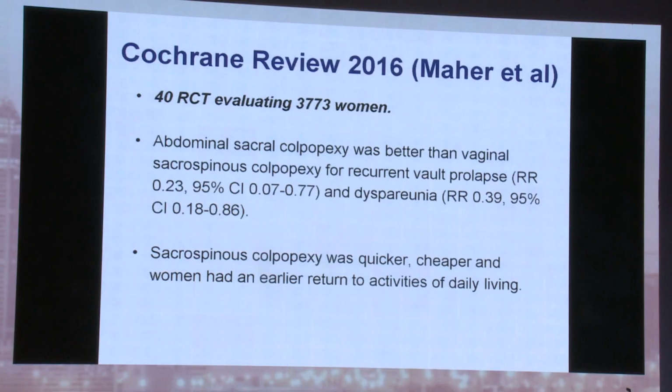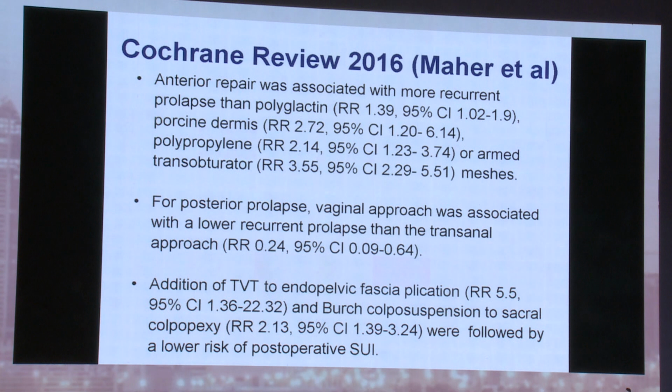I'm just going to review quickly two important studies. One of them is a Cochrane review by Chris Maher et al., which was published in 2016. They reviewed 40 randomized controlled trials, evaluating almost 3,800 women, and compared traditional repair versus mesh repair. They found that if you want to repair apical prolapse or vault prolapse, definitely abdominal sacral colpopexy was better in terms of efficacy and causes less dyspareunia. However, if you do it vaginally, sacrospinous colpopexy, this is quicker, cheaper, and earlier recovery. So you must weigh evidence in both approaches. But abdominal sacral colpopexy is definitely more effective.